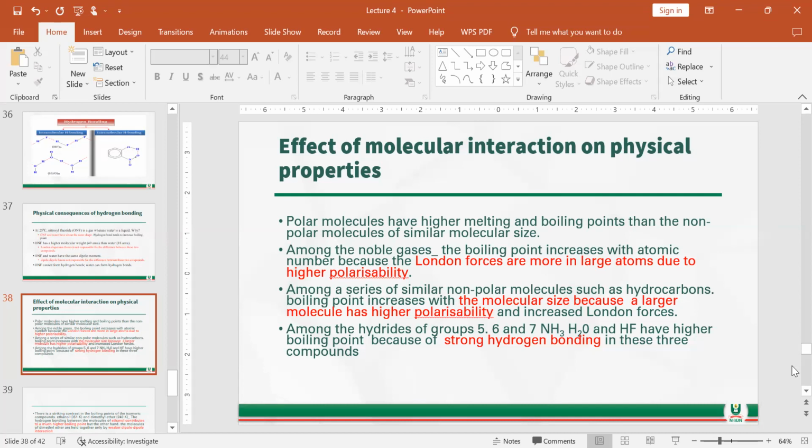So among the hydrides of groups 5, 6, and 7, that includes something like ammonia, water, and hydrogen fluoride, they have higher boiling points because of strong hydrogen bonds. So take note, between the hydrides of groups 5, 6, and 7, what makes them have high boiling point is the strong hydrogen bonding. So you can see that explanation there.